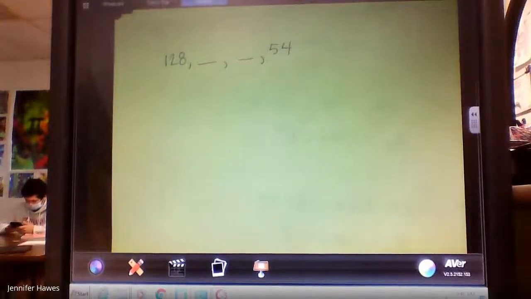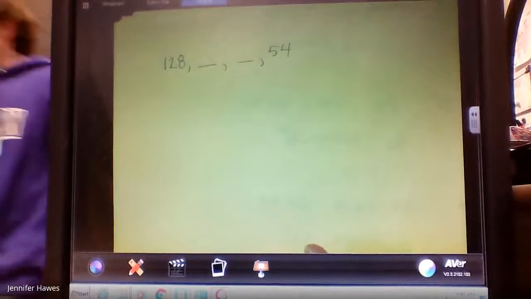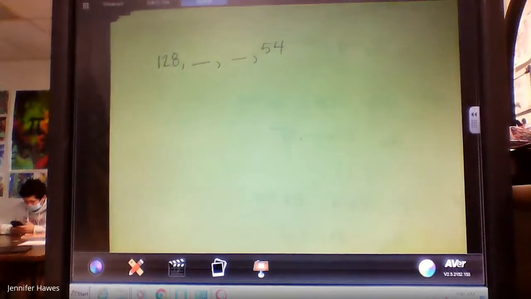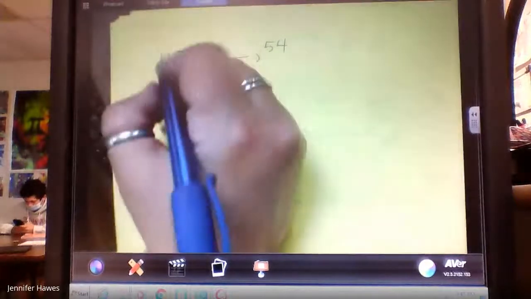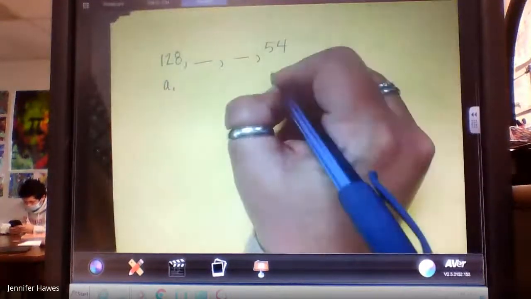Okay, so this is kind of like what I did yesterday. I said find the numbers in between there. So they said there's two in between. So I got my 128, and then I did my space, and then I got my 54. Okay, so now what I'm looking for, yesterday I was looking for that common difference. Today I'm looking for that common ratio. So this is my first term. This is my what term?